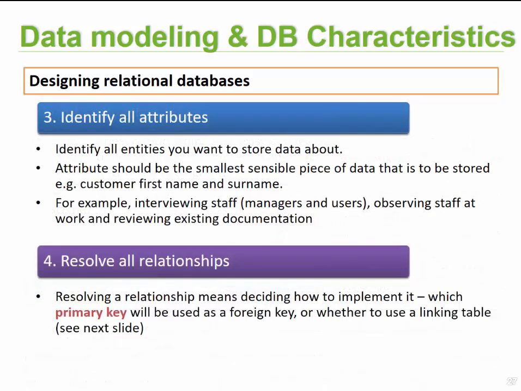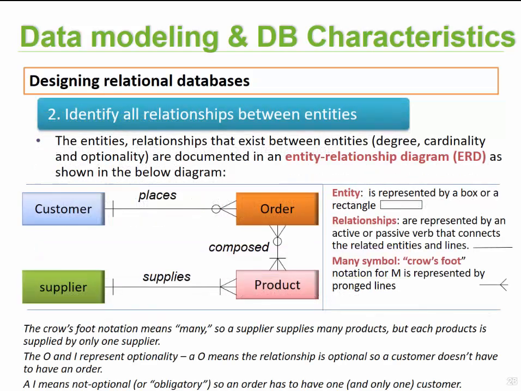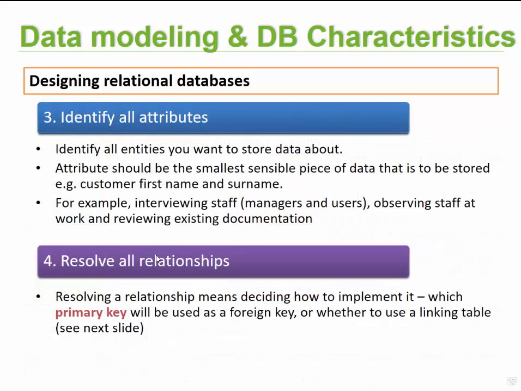Now let's look at the third phase that we need to look at. We need to identify all the entities that we wanted to store information about. So we identified the four entities. And now we should go and record all the attributes for each one of those entities. So for example, if we look at customer, we will probably have a customer ID, customer name, surname, and contact details. For supplier, supplier ID, supplier name, contact details, etc.